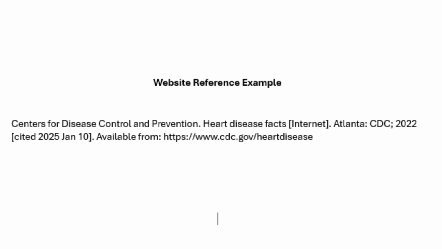Website reference. Now for websites, Vancouver style includes a bit more detail. First write author or organization name, then title, then internet, then write place, then publisher, then write year, then cited date, then URL.